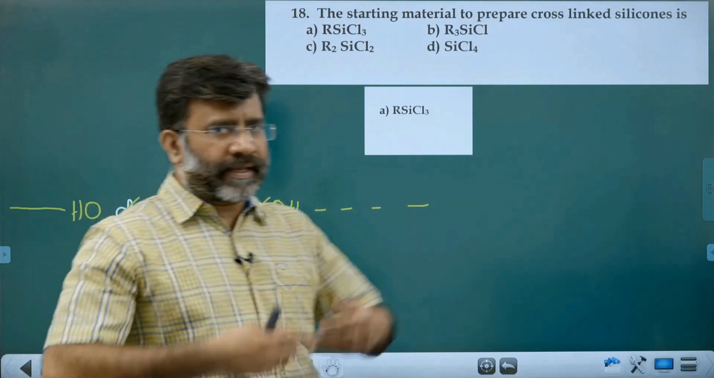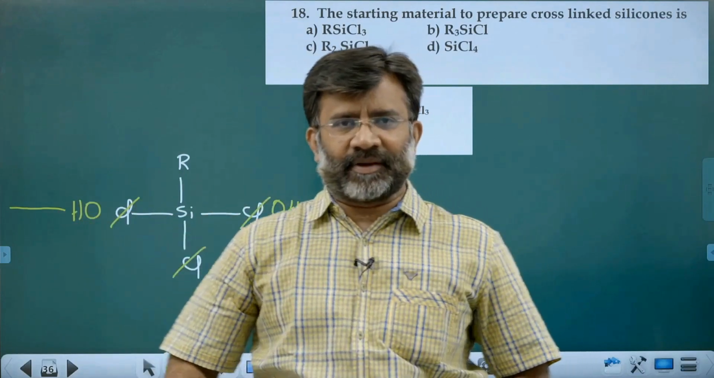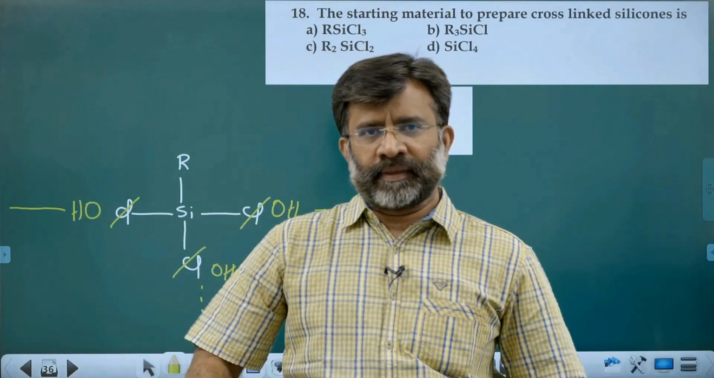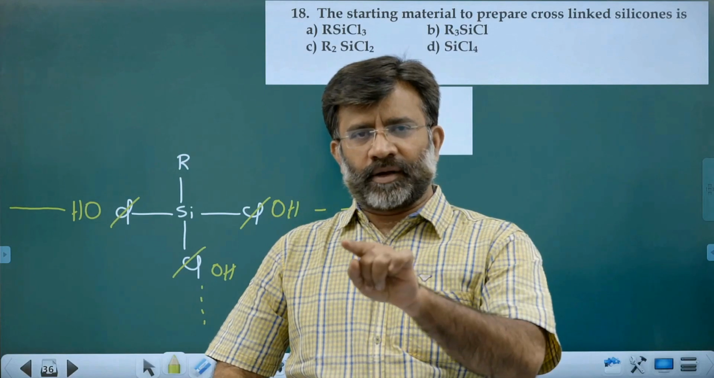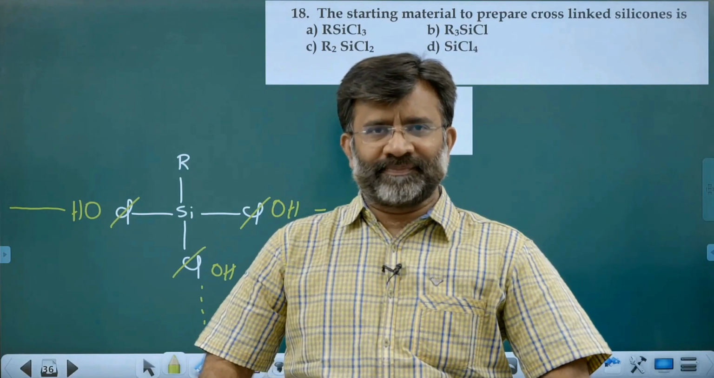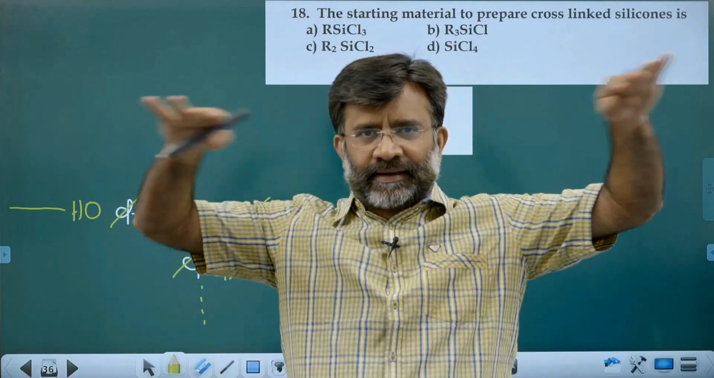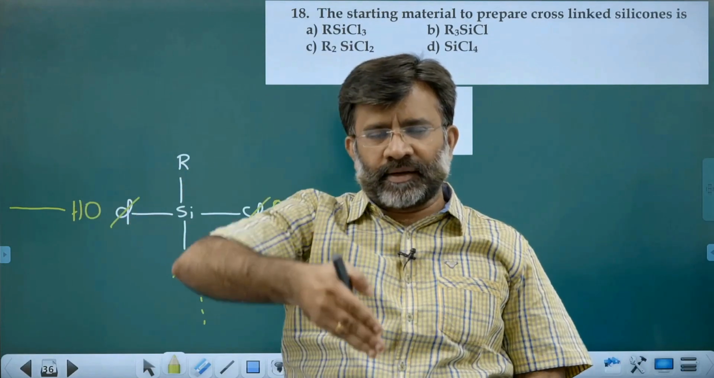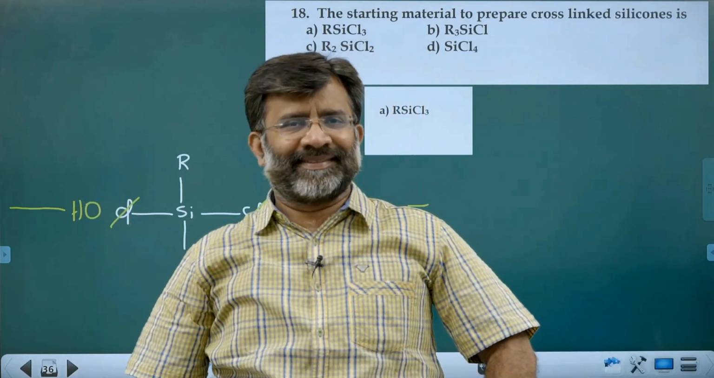It is able to make a cross-linked character because there are 3 chlorines, and upon hydrolysis you will get 3 OH groups. And that can connect linearly as well as cross-linking wise. Okay.